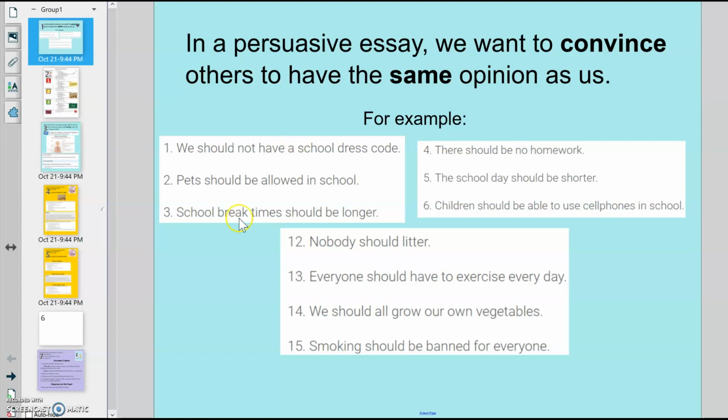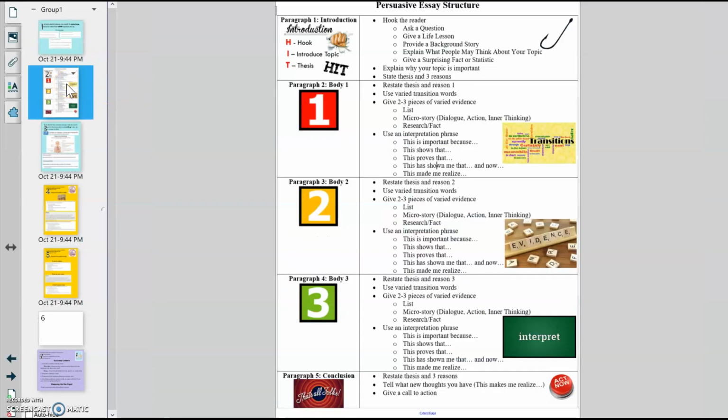Remember that in a persuasive essay, we're trying to convince other people to have the same opinion as us. Here are some examples of persuasive claims. We should not have a school dress code. There should be no homework, or we should all grow our own vegetables. So we're trying to convince someone. You guys should have seen this tool earlier in the year. This is our persuasive essay structure.